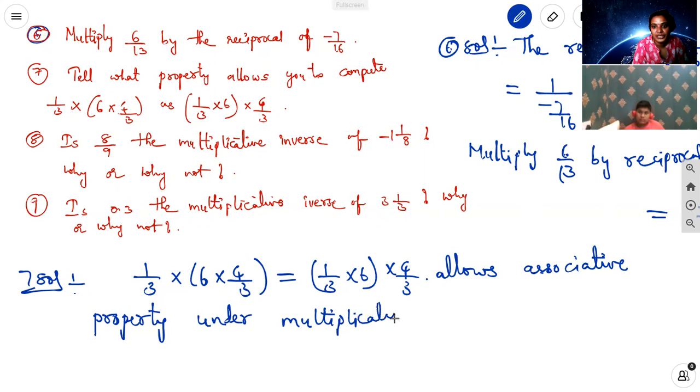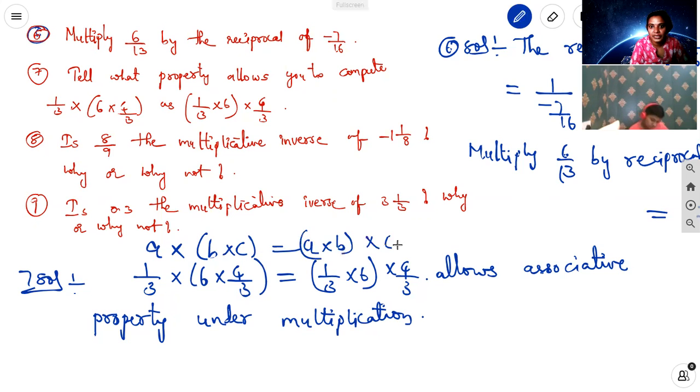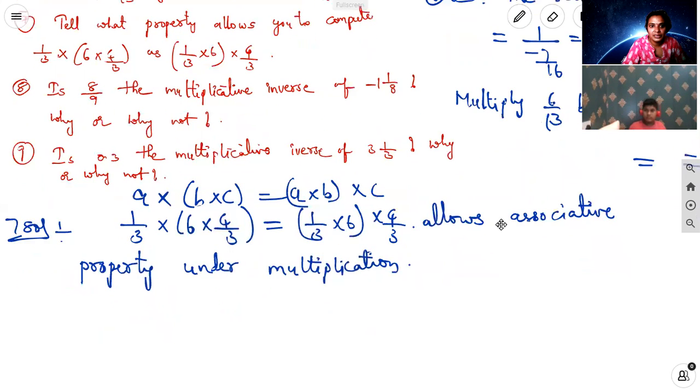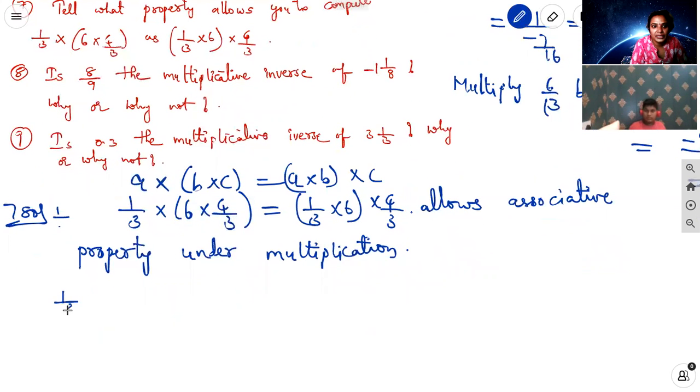In the multiplication, the grouping is changed, but the order of the product is the same. First A into B into C is equal to A into B into C, which is suitable to the associative property. Let's simplify this. 1 by 3 into 6 into 4 by 3 equal to 1 by 3 into 6 into 4 by 3.